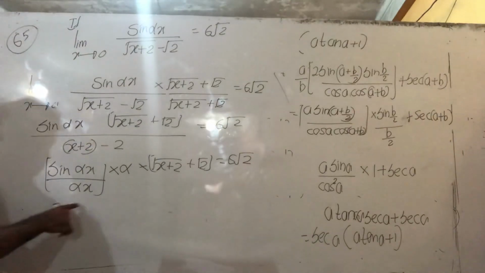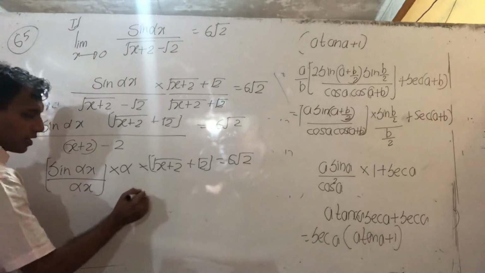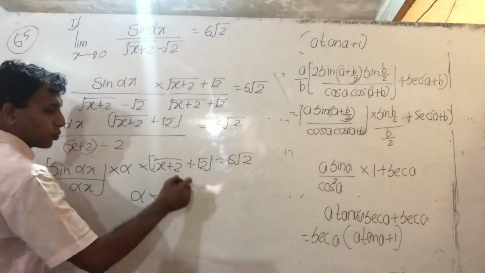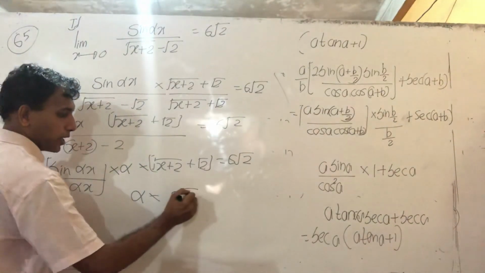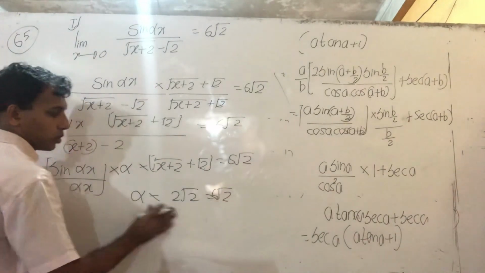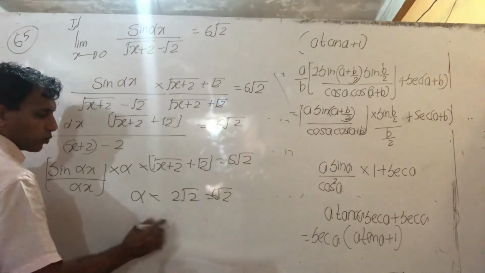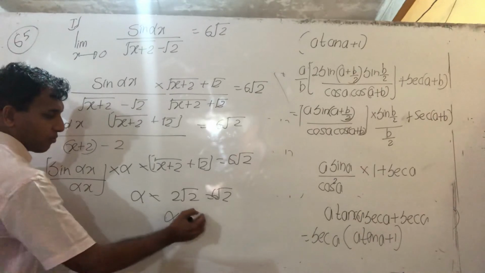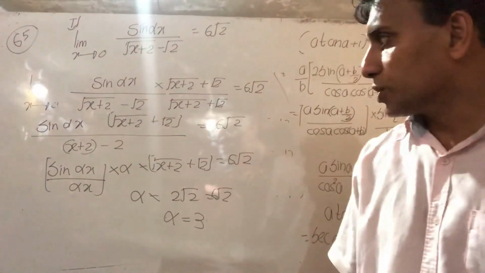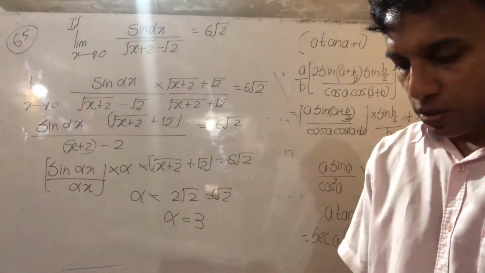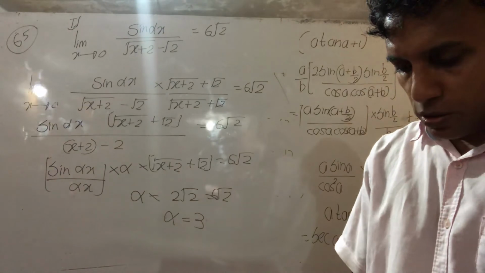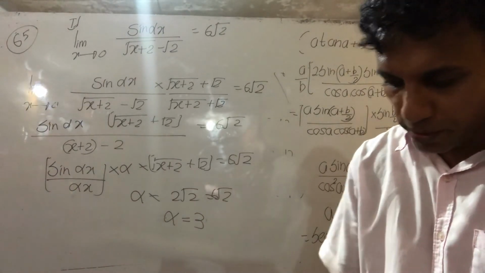This is 1. 1 times alpha, put x for 0, root 2 plus root 2, okay? Equal to 6 root 2. So check what the answer is: alpha is 3. Find the alpha value is 3, right? Alpha solution is 3. This is my 65th question. So all the videos are very useful problems I am showing here.